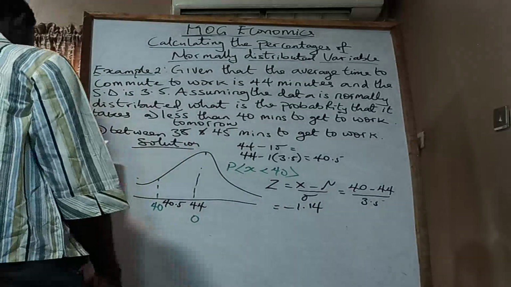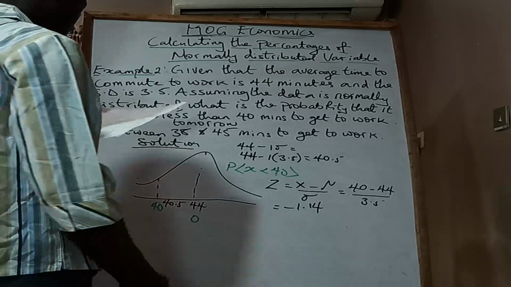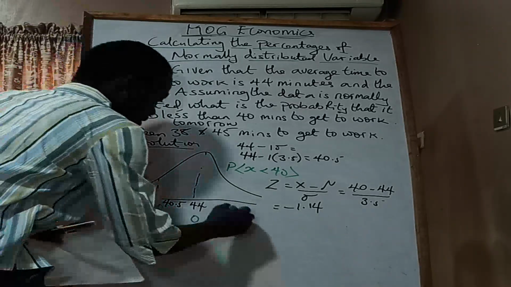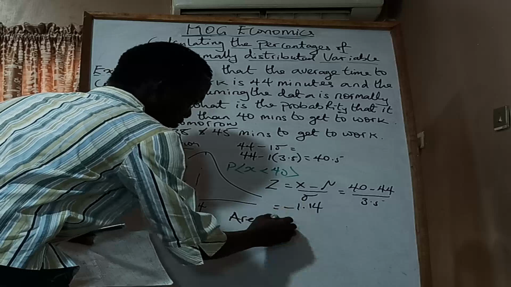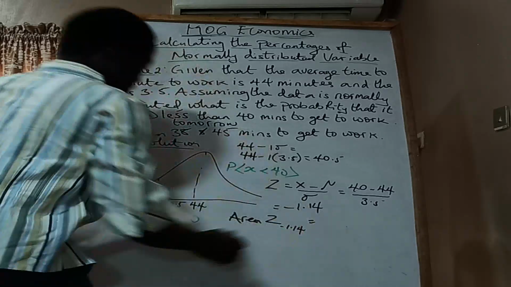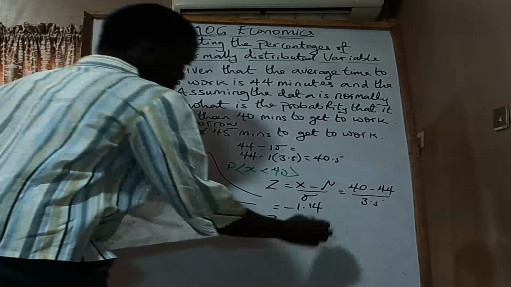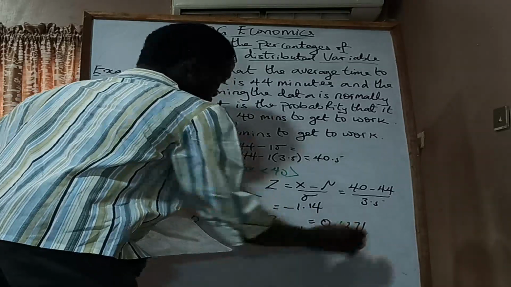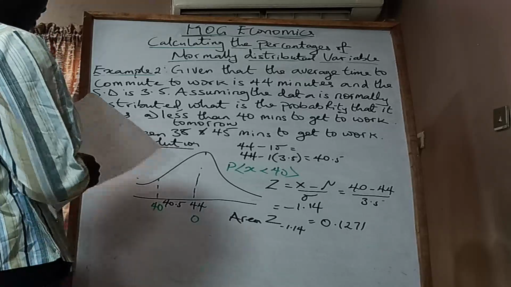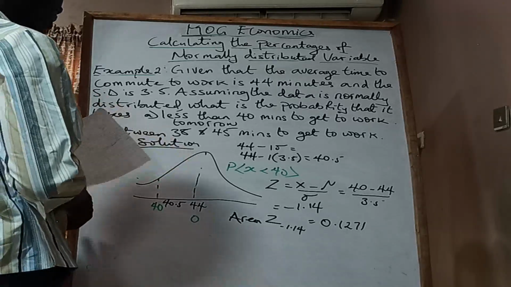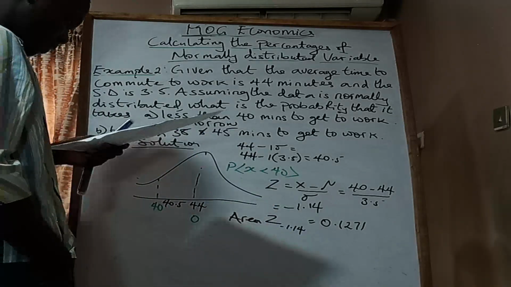So look at the z-score table, negative 1.1 under 0.04, and the area that corresponds to that. The area for z-score minus 1.14 equals 0.1271. Since the question asked what's the probability that it takes less than 40 minutes to get to work, the probability is 0.1271. So that's that.